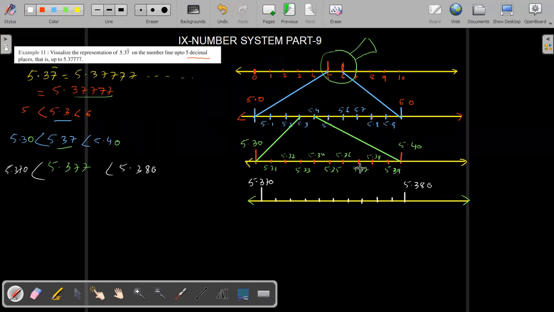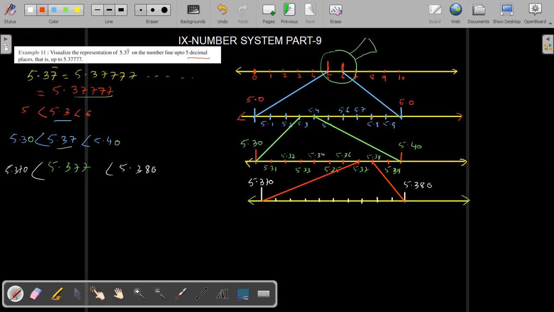This is 5.37. To join it, exactly this 5.37 should be joined with this one on the number line. Okay, do not join here, this part on the number line. And 5.38 is this one. Okay, you can see that 5.38 is this one and 5.37 is this one. Now you have to write the values.